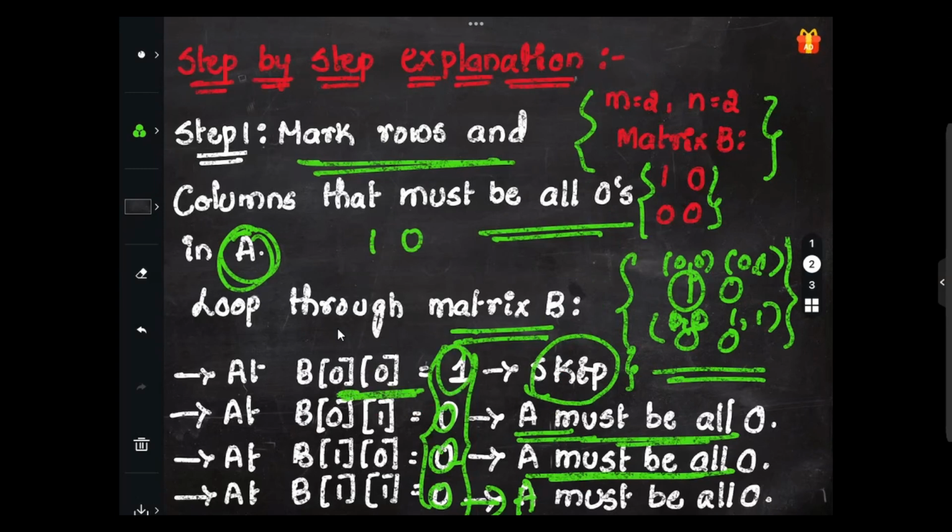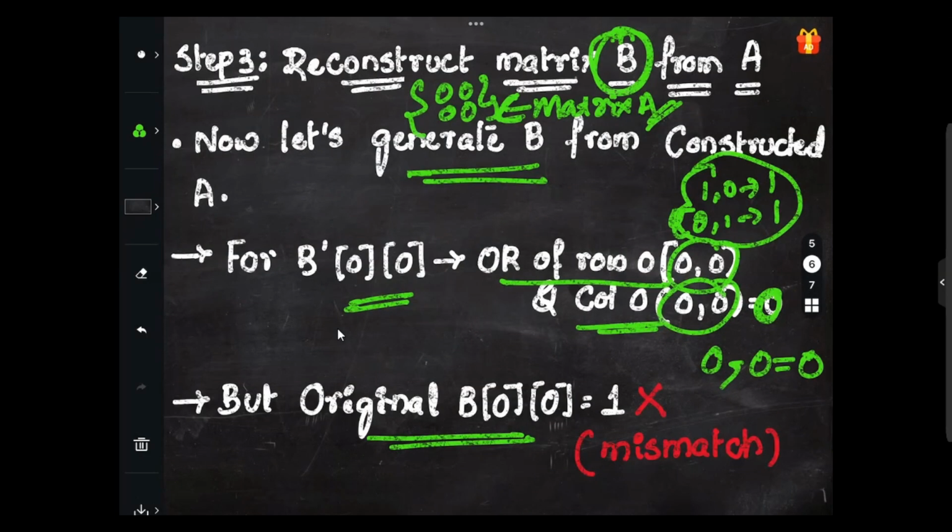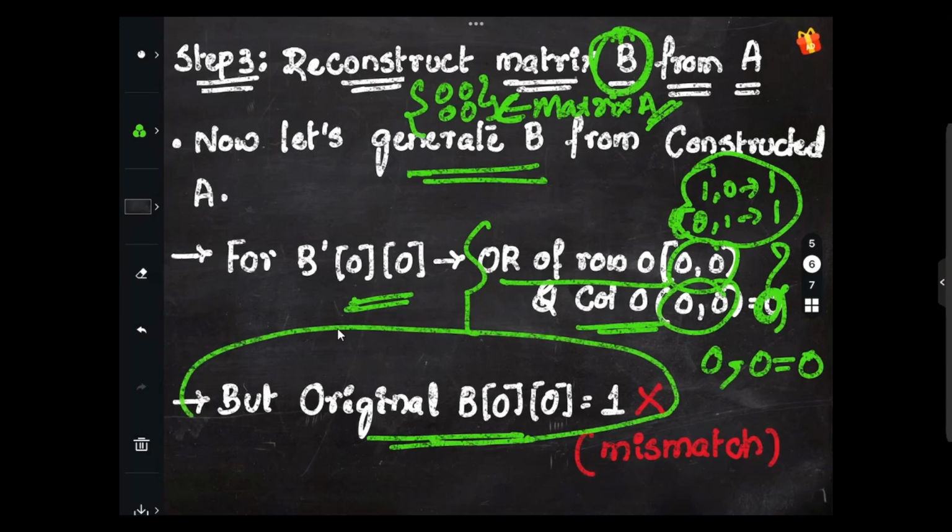So nothing but 1 0 0 0. Quite obviously, the value of 0 0 is 1. So this is 0 1 1 0 1 1, right? So quite obviously the value of 0 comma 0 is 1. But here in this case, for B of 0 0, when we perform OR of row 0 and column 0 with the values 0 comma 0, the result is 0, right? But the original value of B of 0 comma 0 is 1. So now there is a mismatch, we cannot construct the B from A, right?